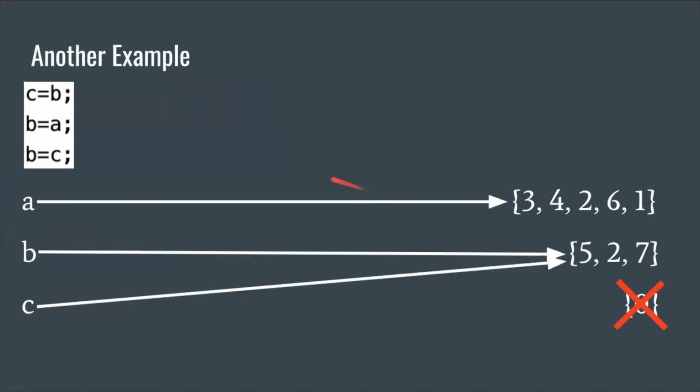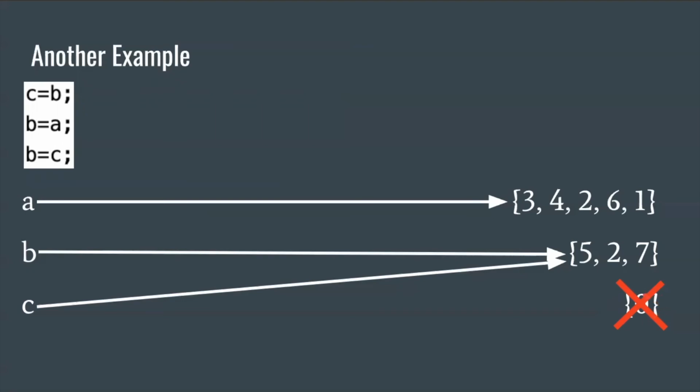And then now we're getting into this section right over here. So first C equals B, that tells C to point to whatever B is pointing to. So that's this right over here. And notice that this array down here no longer has anything pointing to it, so therefore it's erased.